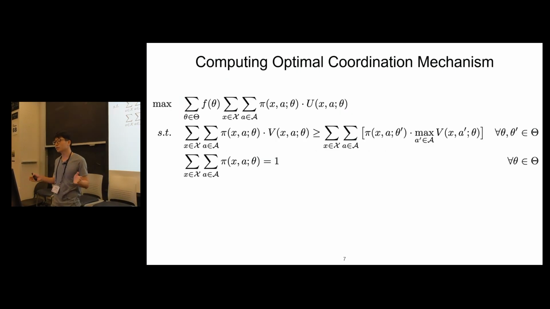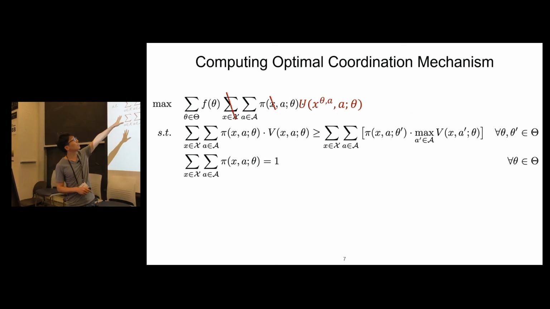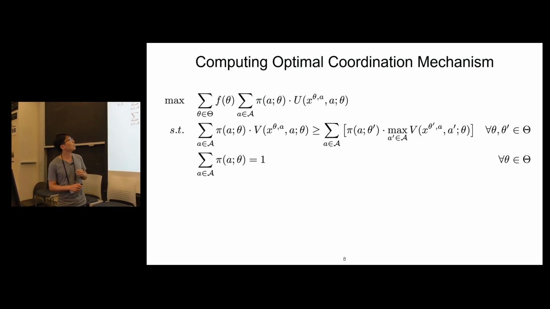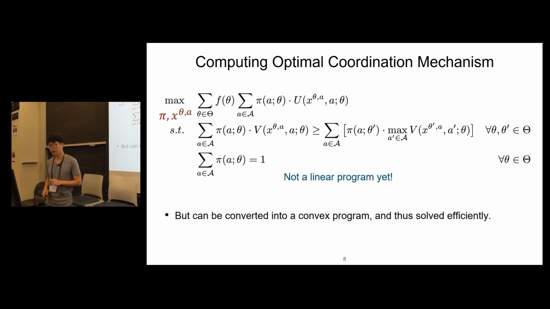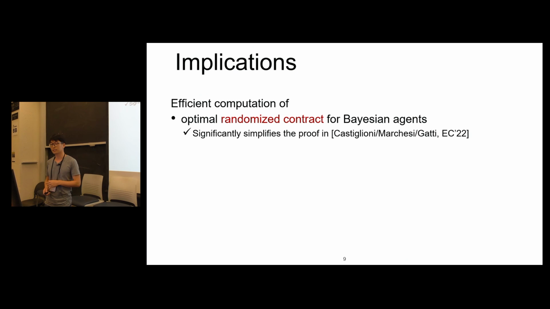It turns out that using this characterization, we can revise the original Myerson's program into a convex program. Basically, I'm not going to use pi and the action recommendation. Instead, I'm going to directly use this X as a strategy. This is not a convex program yet, but it turns out that you can convert it to a convex program, and that can be solved efficiently.